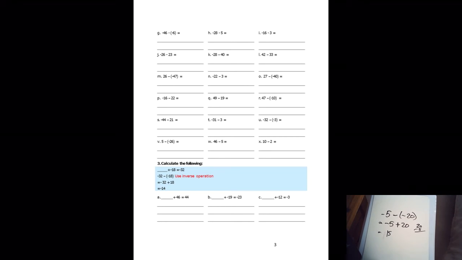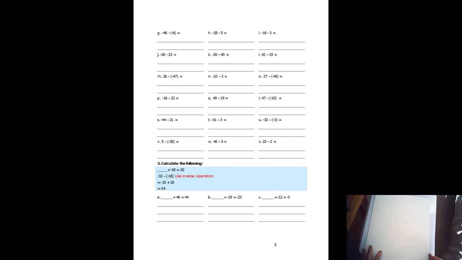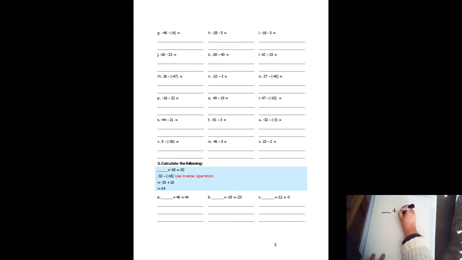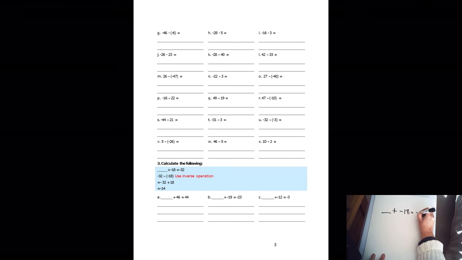Alright, now, part of your homework today, number 3, says, work out using the inverse operation. So, if I've got something plus minus 18 is equal to minus 32.